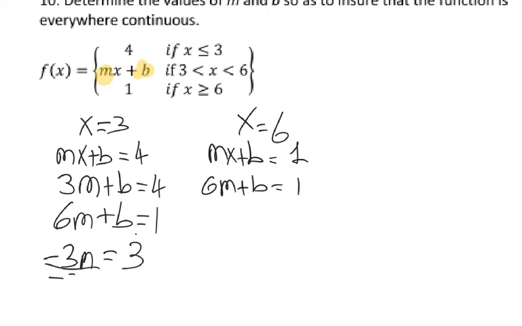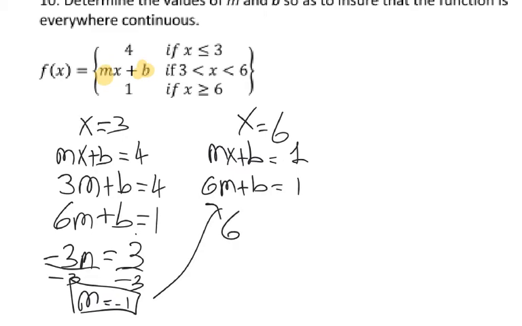I'm going to divide both sides by negative 3. It gives me m equal to negative 1, and that would be my first value. I found the slope equal to negative 1. And now I just plug it back in anywhere. 6 times negative 1 plus b equal to 1. I replace the m with that value, negative 1, and now I solve for b.